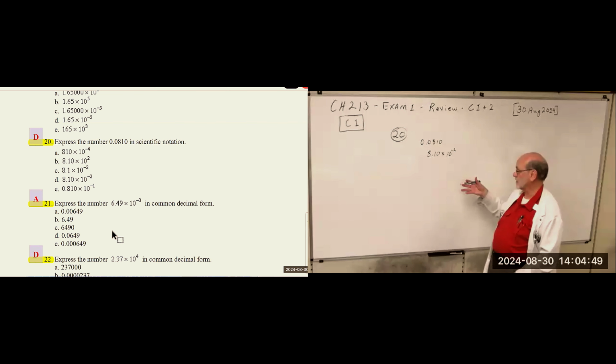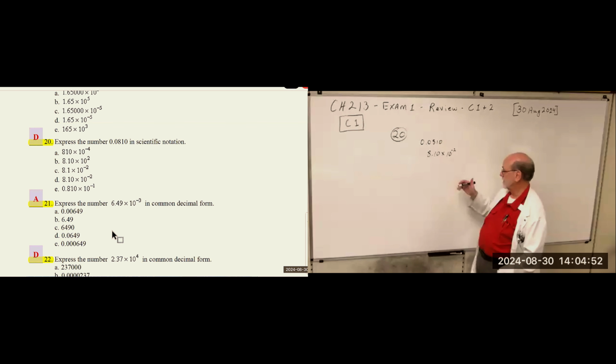And then ask yourself, can I convert that back into this one? If this is 0.01, 0.01 times that should be this.